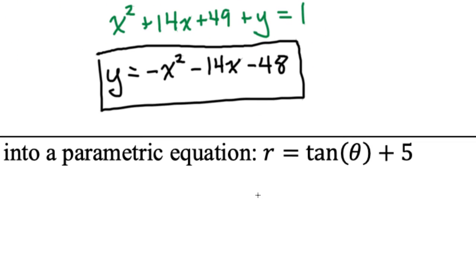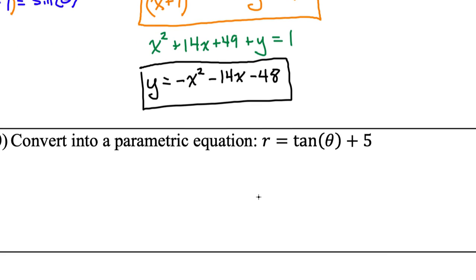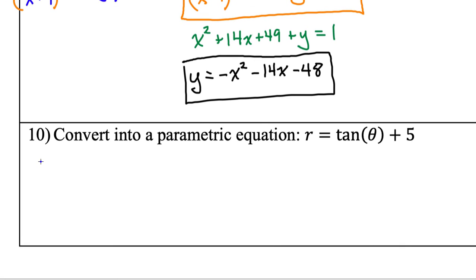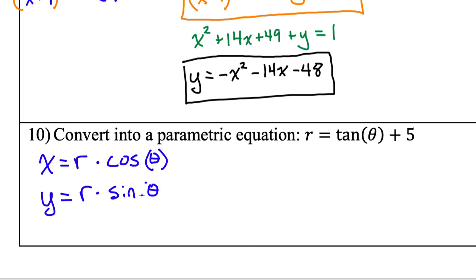Our final question. Convert into a parametric equation. This is really easy if you just remember your formula. Here's the formula that you have to have memorized. x is equal to r times cosine of theta, and y is equal to r times sine of theta. Once you have those two, plug them in. Here's your r. Your r is tangent theta plus 5. So I'm going to say x is equal to tangent of theta plus 5.